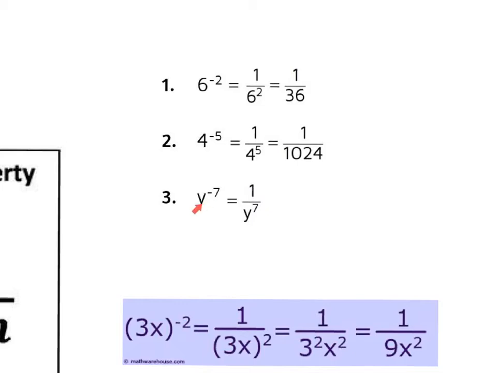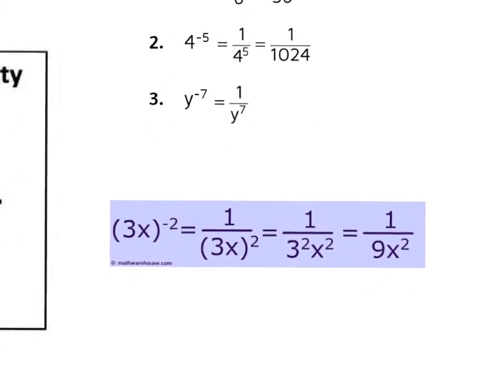Here is an example where you have a variable, y to the negative 7. Well, that simply equals 1 over y to the positive 7. So that's how we work with negative exponents. Here is another example where it's all worked out. You have 3x in the parentheses to the negative 2. So all of this, 3x, is raised to the power of negative 2. So that's going to equal 1 over the 3x in parentheses squared.